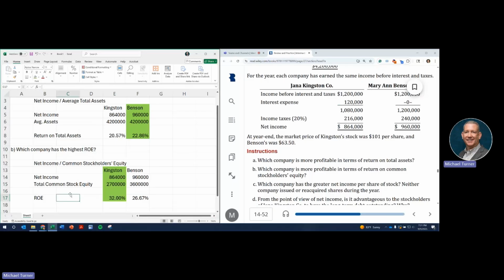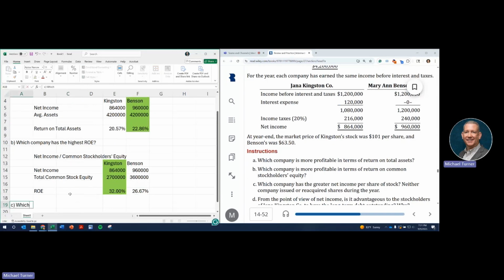C, which company has a greater net income per share of stock? And it continues to say that neither company issued or reacquired shares during the year. So neither company, as we know companies can do that at any time during the year, issued additional shares of stock, and neither of them bought any back into treasury or canceled any shares. So the assumption there is that the number of shares outstanding is the same throughout the year.